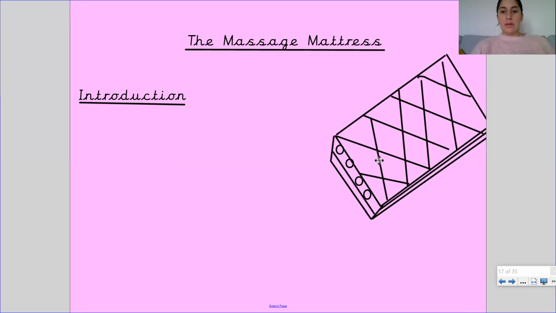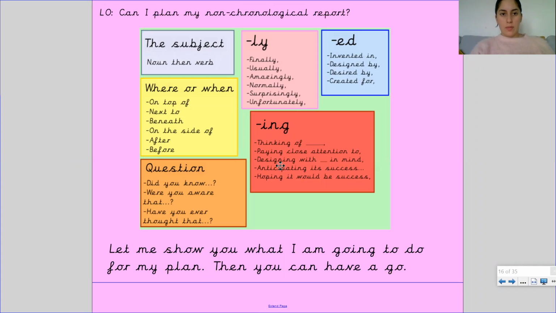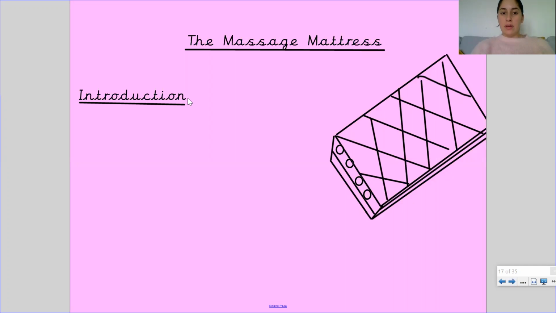Right, now I'm going to think of a sentence starter. So let me go back. Which one of these would go best with the ideas that I've got in my head? Well, I know that I'm going to include information about who invented this mattress. So I'm going to choose to start my sentence with an ED word, and I'm going to start it with invented by. So not invented in, I'm going to say invented by, and remember, these are just bullet points.